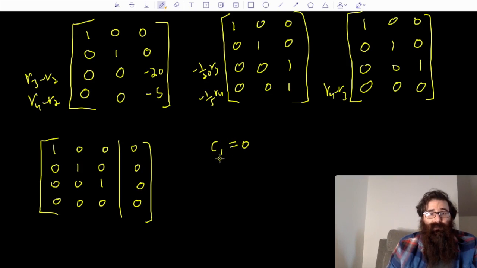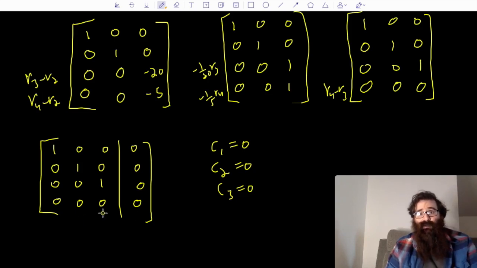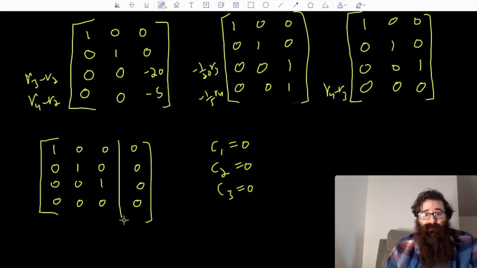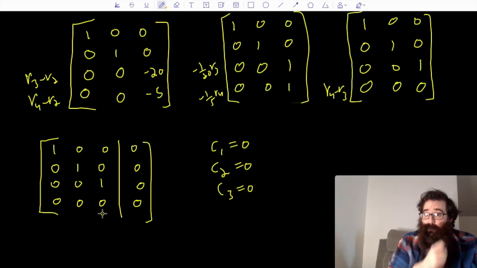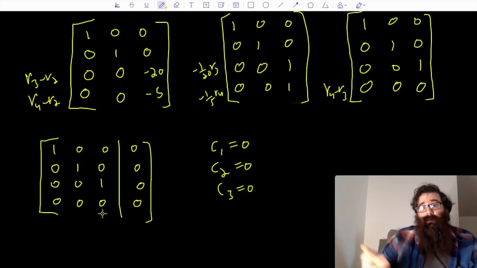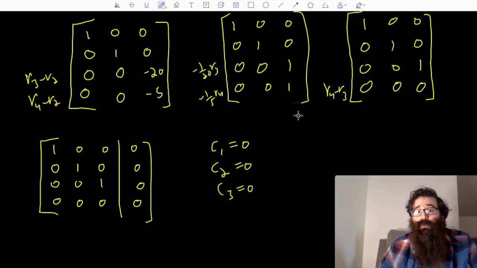C sub 2 is 0. C sub 3 is 0. And I have an extra row with no useful information, but not a false statement. Everything is consistent here. Just saying 0 equals 0, which is, hey, that's great to know. Thank you for telling me. But this is the info that I want.